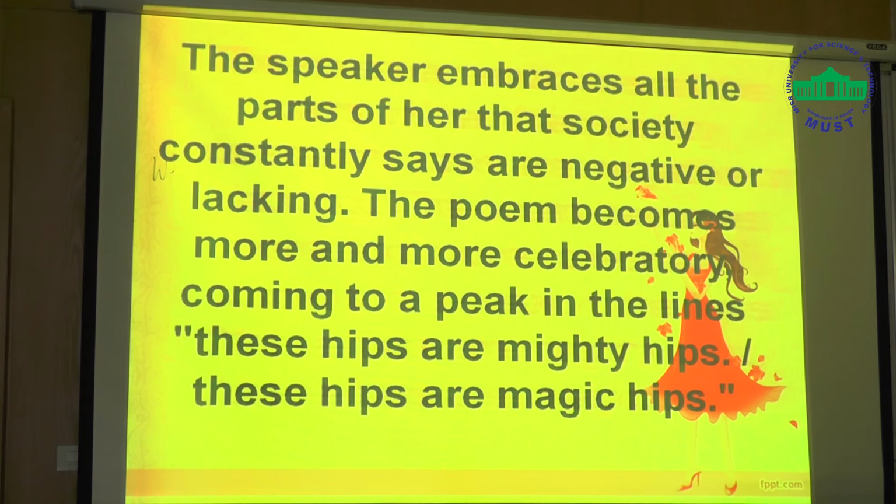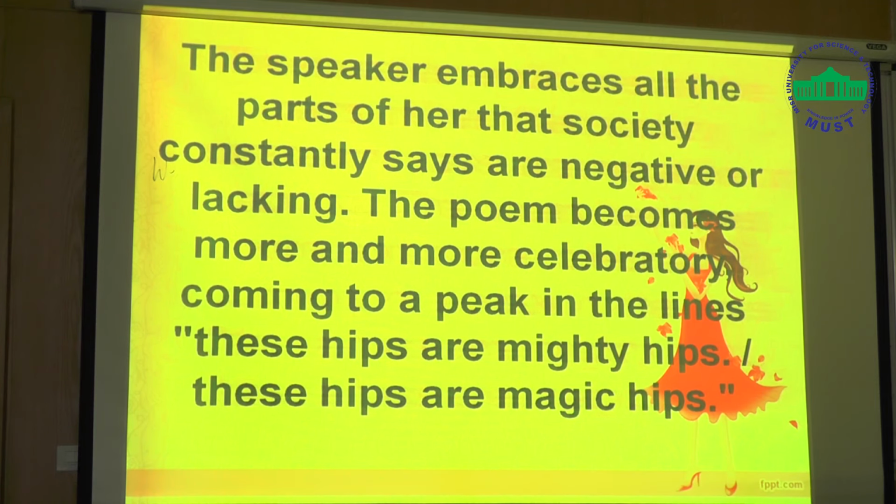These hips are mighty hips. These hips are magic hips. Repetition and parallel structure assert the fact that she exists. Her body exists, her mentality exists, emotionally exists, physically exists.